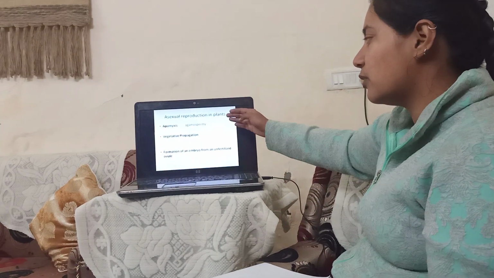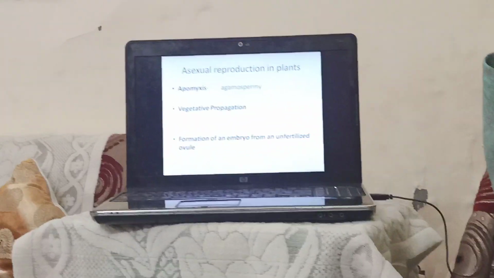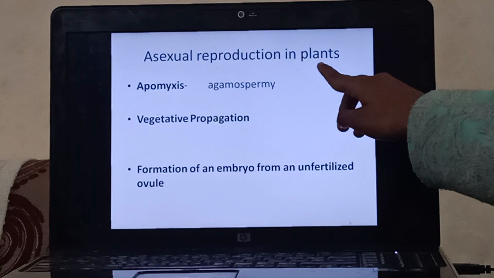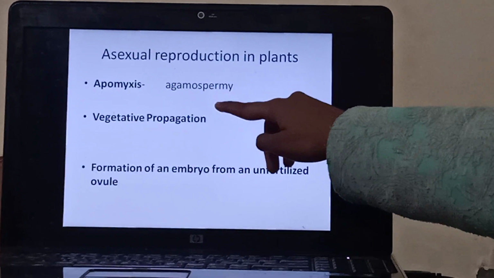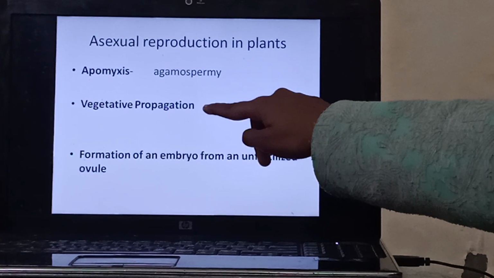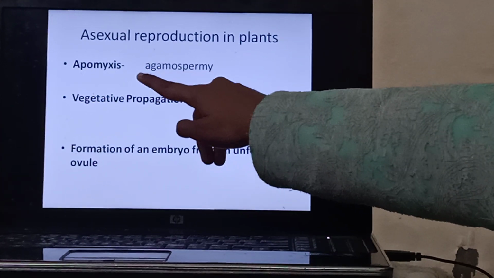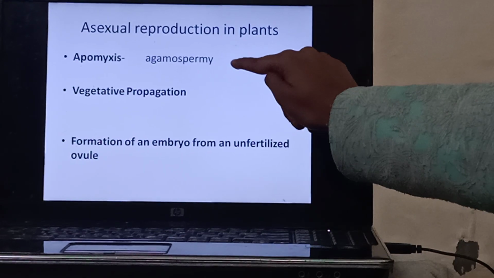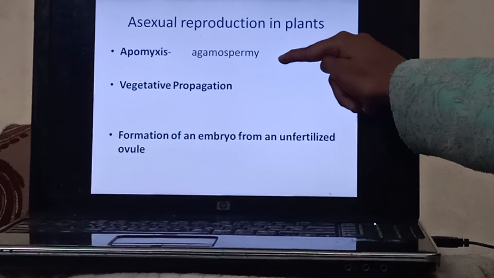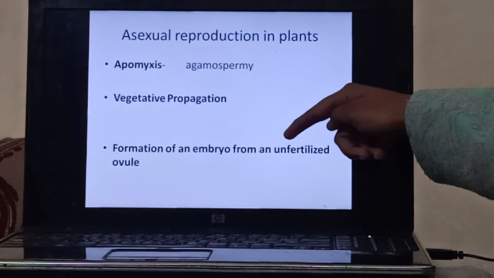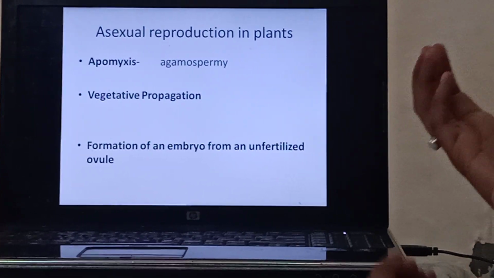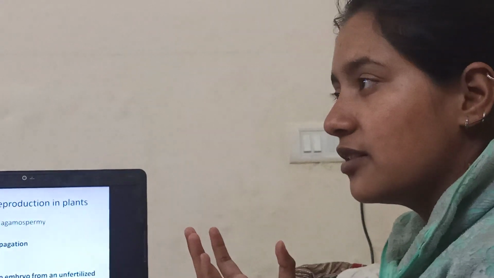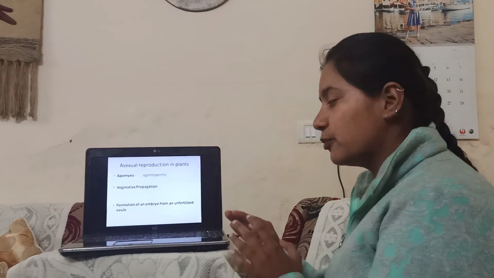Now we will study asexual reproduction in plants. Asexual reproduction in plants occurs by two methods, apomixis and vegetative propagation. In apomixis, it occurs by agamospermy. Now, what is agamospermy? Formation of an embryo from an unfertilized ovule. Means there is formation of an embryo without fertilization, that is, through asexual reproduction.